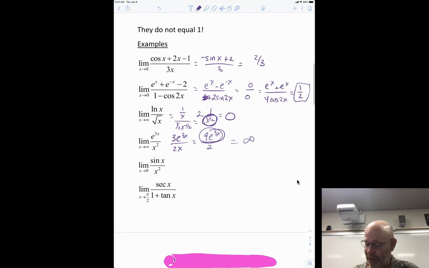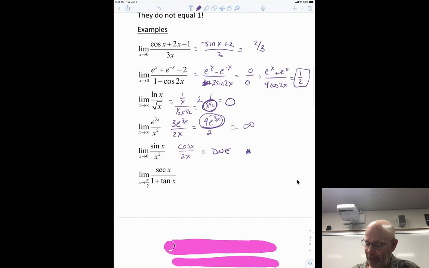This one is 0 over 0. We take a derivative. We get cosine x over 2x. So this time we got something a little different going on, right? Cosine of 0 is 1. So now you got 1 over 0, right? So this does not exist.